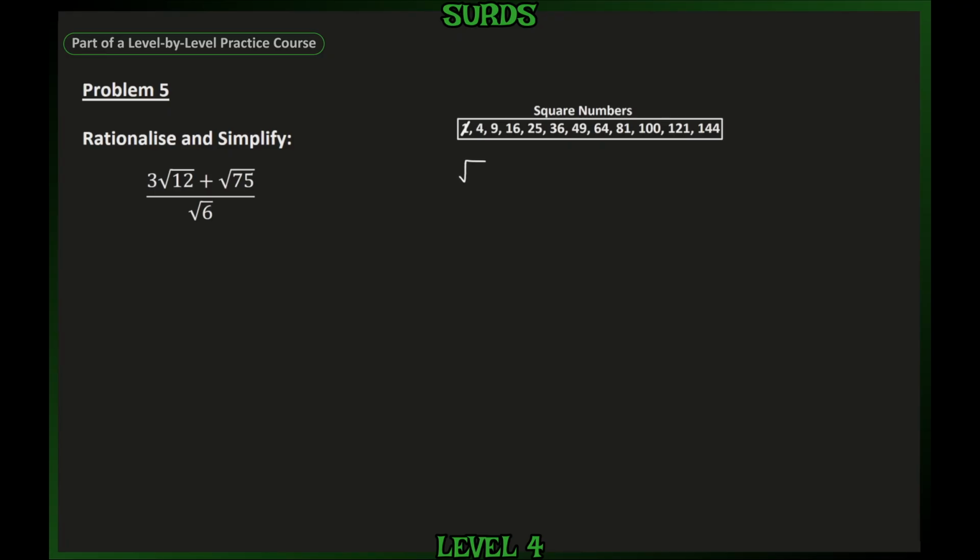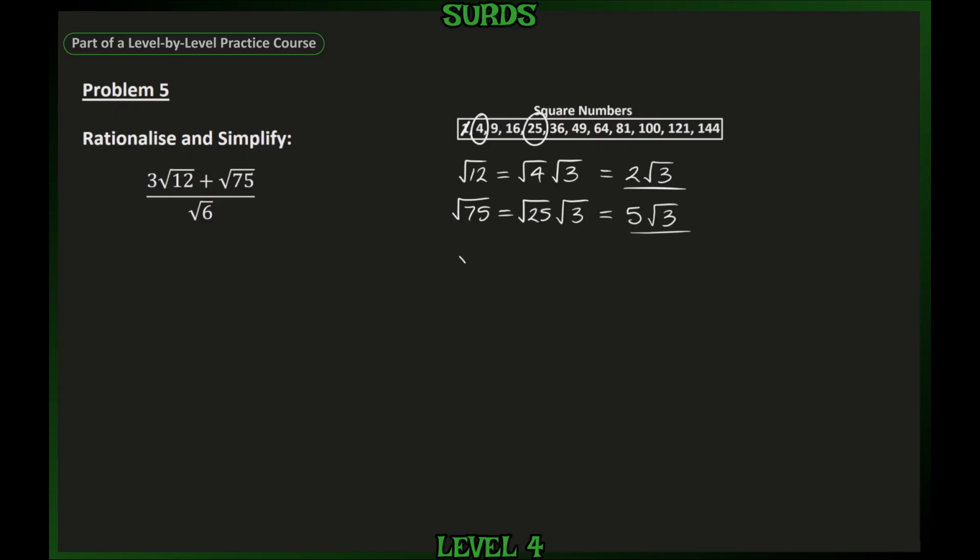I'm going to start with the square root of 12, which can be rewritten as the square root of 4 times the square root of 3, because 4 times 3 is 12, and importantly 4 is a square number. Now the square root of 4 is 2, so this becomes 2 root 3. Now moving on to the square root of 75, we want two numbers that multiply to make 75, where one is a square number. And 75 can be written as 25 times 3. So this is the same as the square root of 25 times the square root of 3. And the square root of 25 is 5. So this becomes 5 root 3.